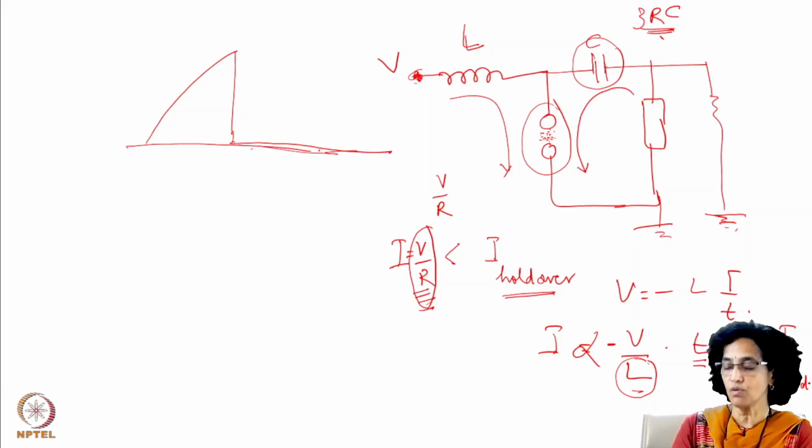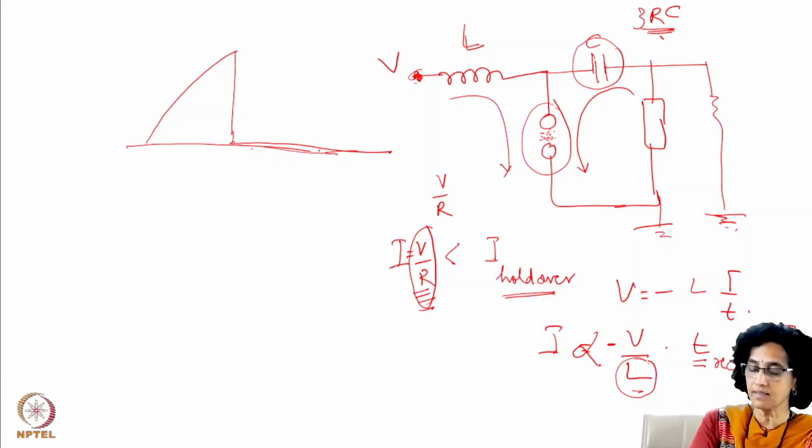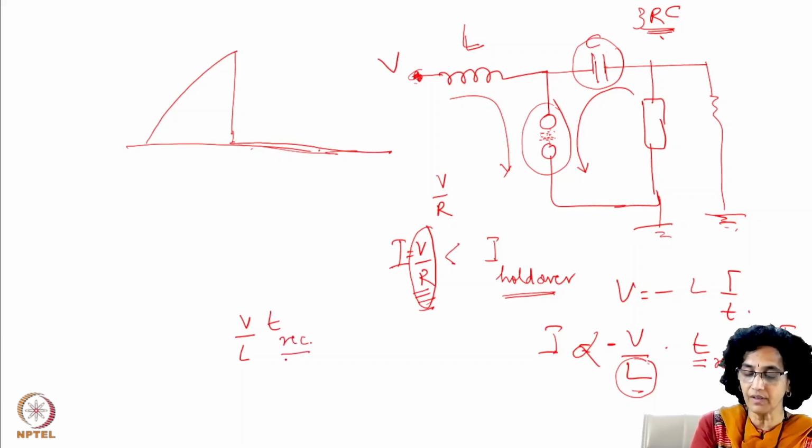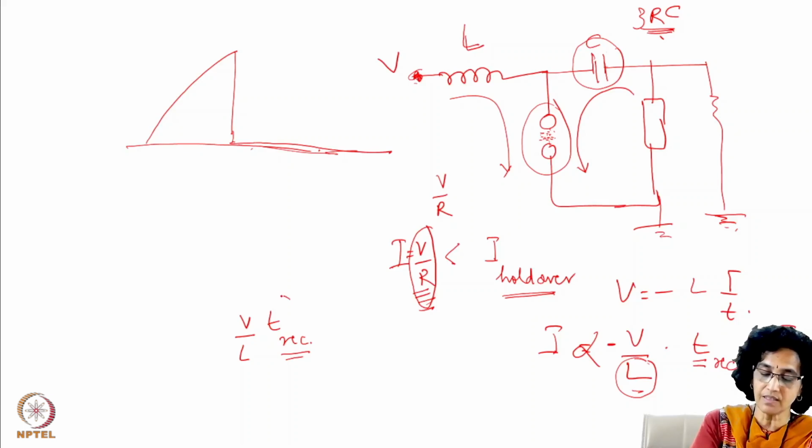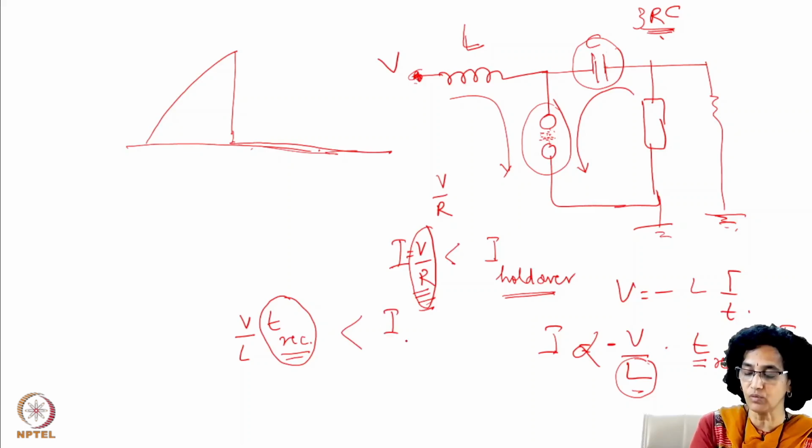Right? So we say V by L into T, where T is the recovery time of the switch. For recovery, the time of recovery for a spark gap can be in milliseconds. So if you take T recovery as a millisecond, then your L has to be such that it is less than the I holdover current of the spark gap.